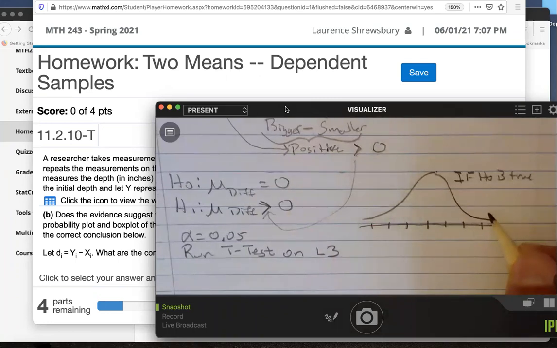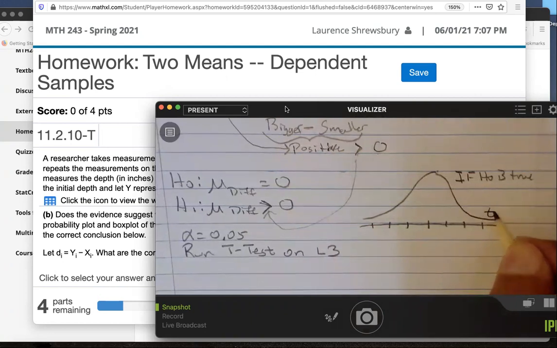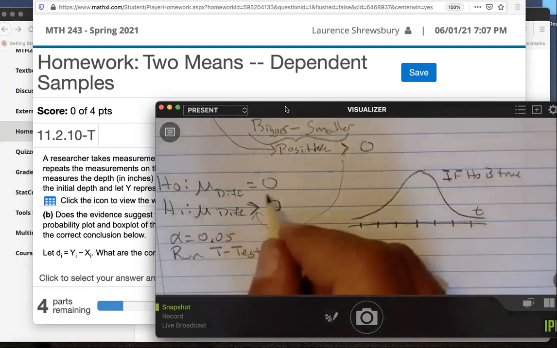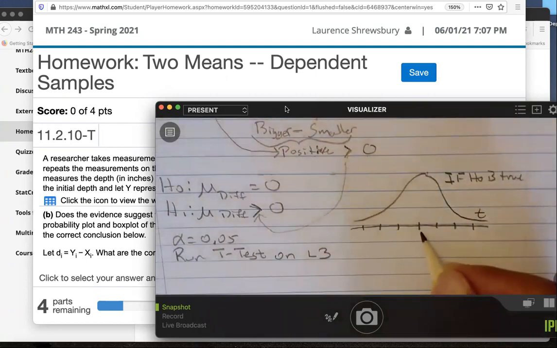Now I'm not going to put an X bar or P hat here. That's only for one sample, one population. But we've got two samples. Sure, it boils down to one, but we started with two. So we put the test statistic here. Now, see that zero? That's our null value. That goes right there. But you already know that from the t distribution.